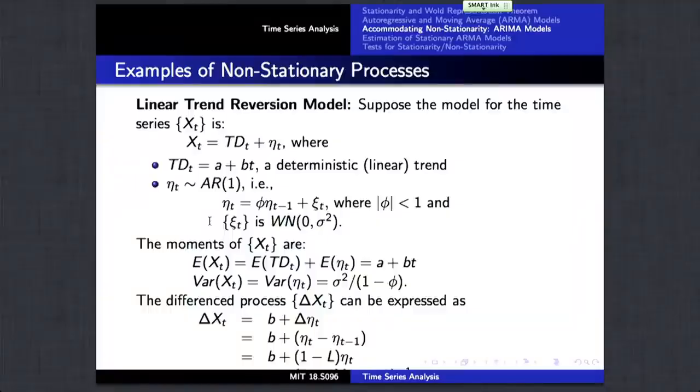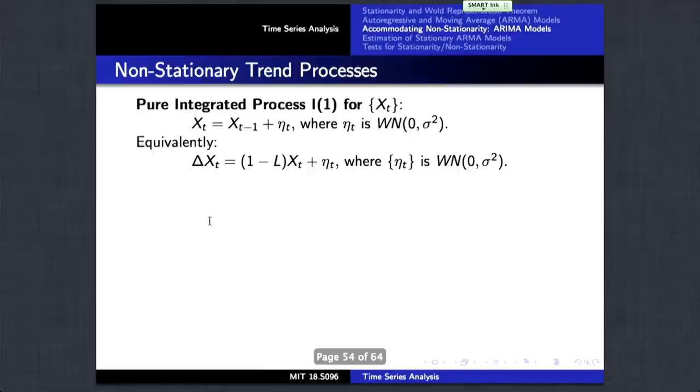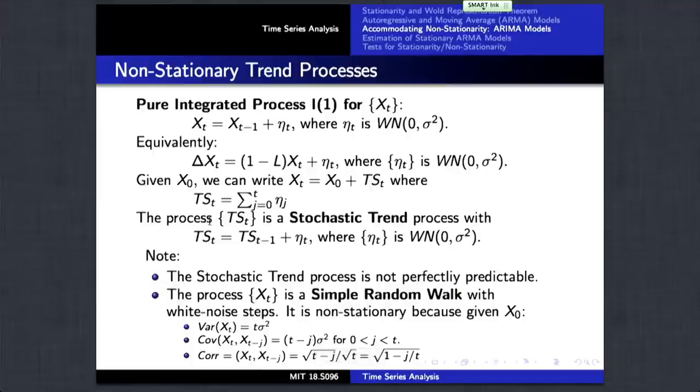One can also consider the pure integrated process and talk about stochastic trends. Basically, random walk processes are often referred to in econometrics as stochastic trends. And you may want to try and eliminate those, remove those from the data or accommodate them.